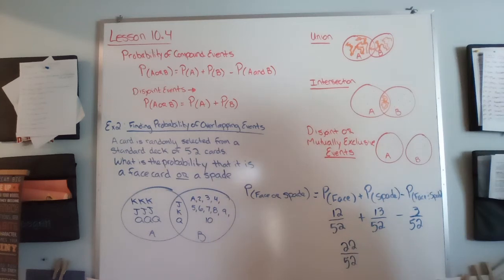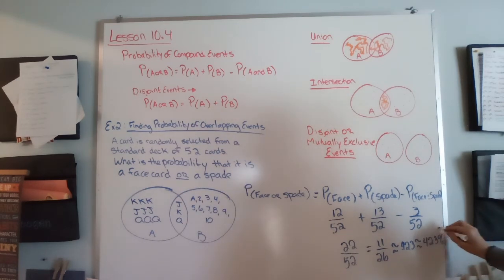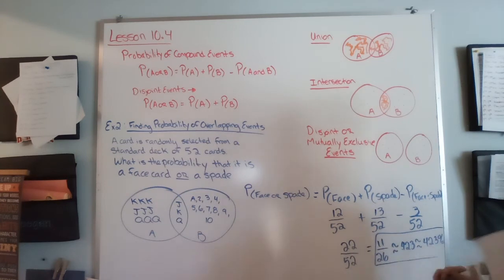So when you add your numerators and subtract the 3, you're left with 22 out of 52, which is going to simplify down to 11 over 26, which is approximately 0.423, or approximately 42.3%. Okay, that would be the answer for that one.